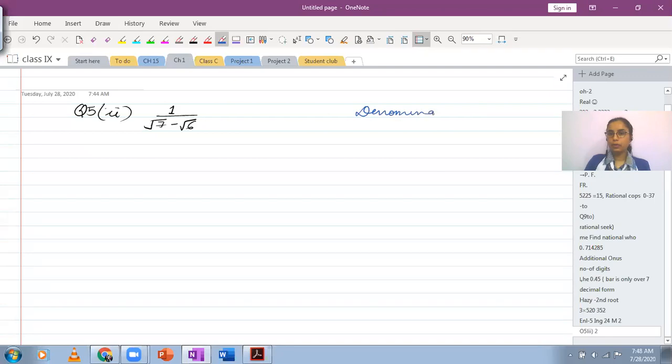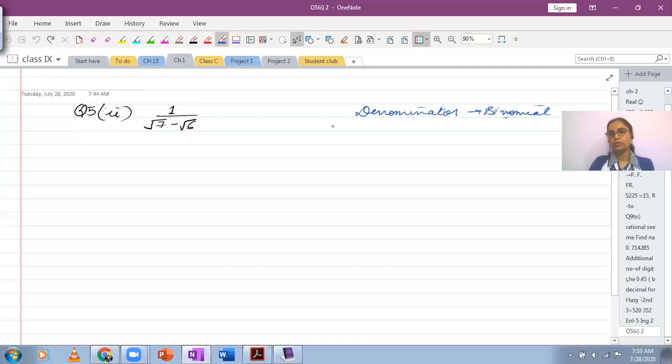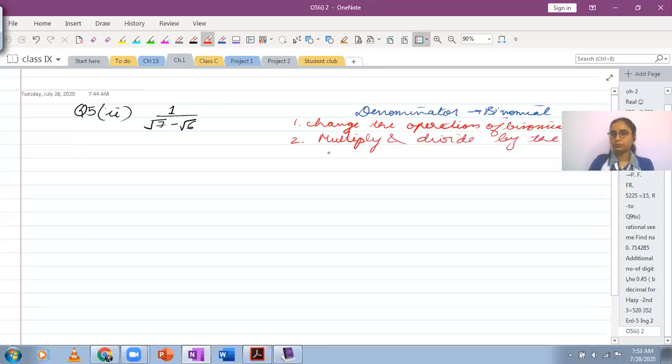Your denominator contains a binomial. We want to use the opposite sign in the denominator. So there are two things we will do. The first thing is to change the operation in the denominator. Operation means if it's addition, change it to subtraction. If it's subtraction, change it to addition. And then you want to multiply and divide by the new binomial. So this is what we want to keep in mind.